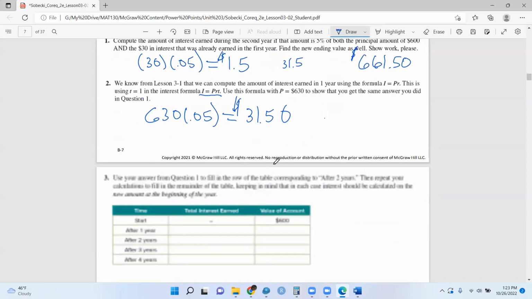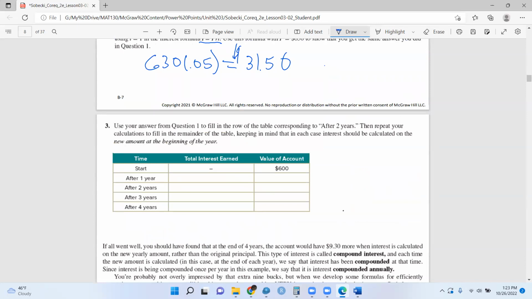Okay, so let's fill out the rest of this. So we know after 1 year, simple interest and compound interest are still the same. If it's compounded annually, we get the same amount of interest. But after the second year, we added $1.50. So we got $61.50, and this became $661.50. Now, to get the amount of interest we're going to add to the $61.50 for the third year, we have to take 5% of the new balance at the end of the 2 years. So we're going to do this thing.